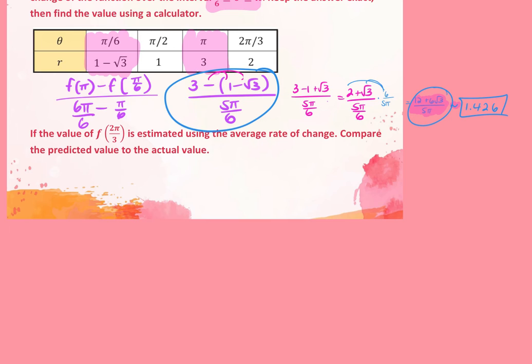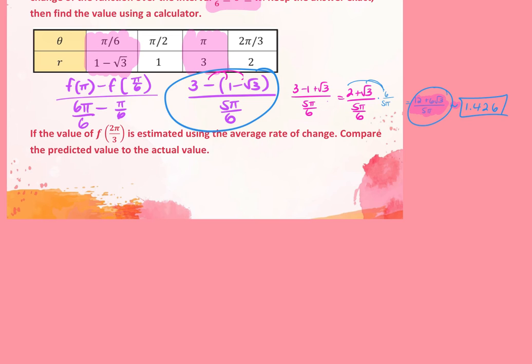So what does that tell you? What does your rate of change tell you about your increasing and decreasing behavior? If it's positive, what's going to be happening? It's going to be increasing, right? So if it's positive, it's increasing. You'll also get a question where it says compare the two rates of change. Which one is faster? The bigger the number, the faster the change, right?